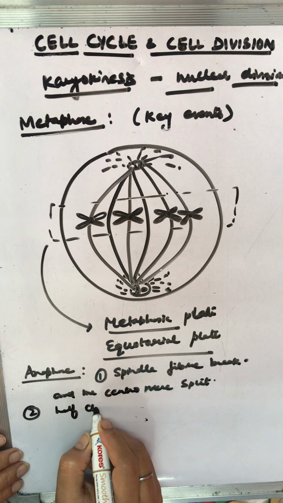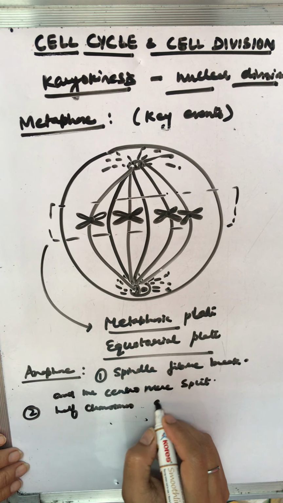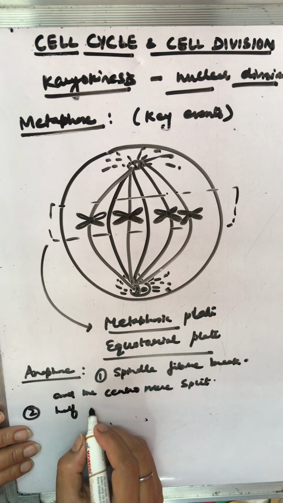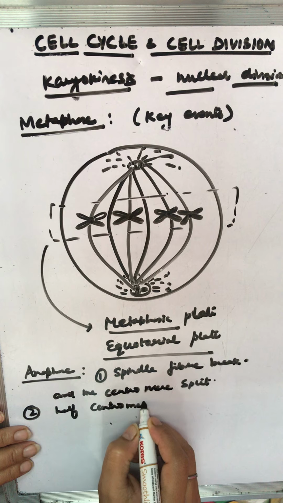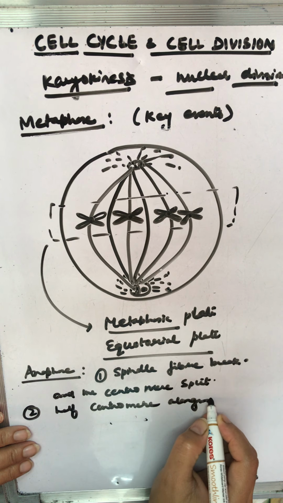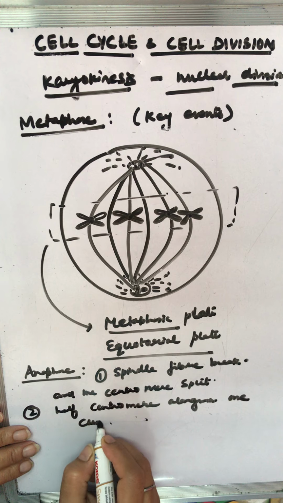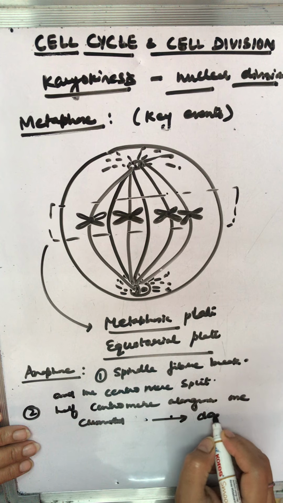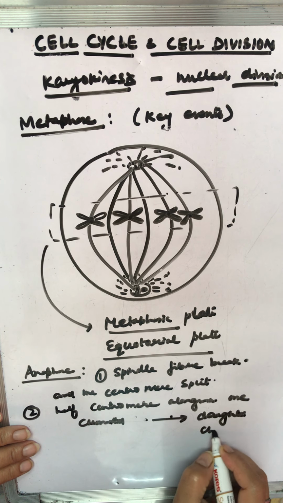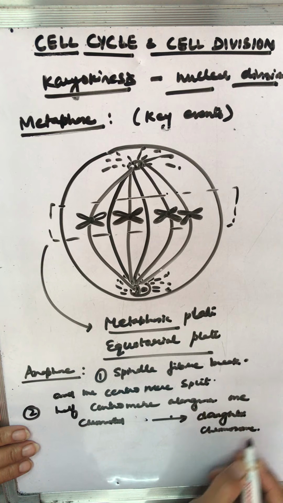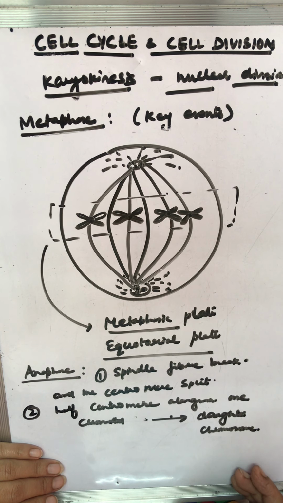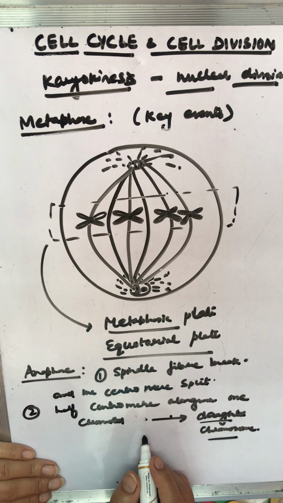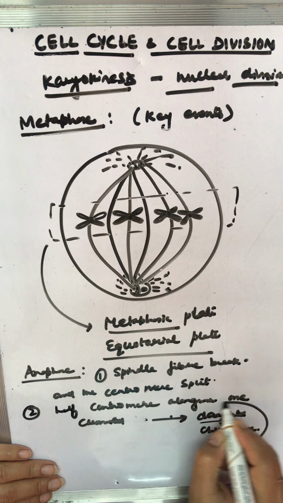Half chromosome along with half centromere along with one chromatid is now called the daughter chromosome. Daughter chromosome. We cannot say daughter cell. Still it is happening in the nucleus itself. We cannot say it is a cell. It is just a daughter chromosome. Now it will start migrating towards the pole.